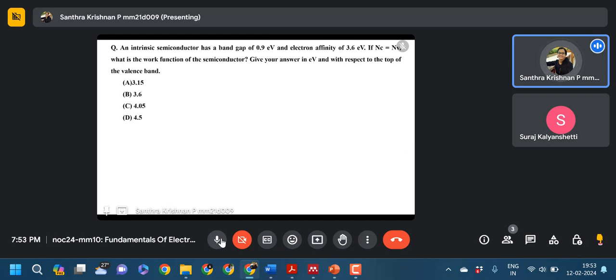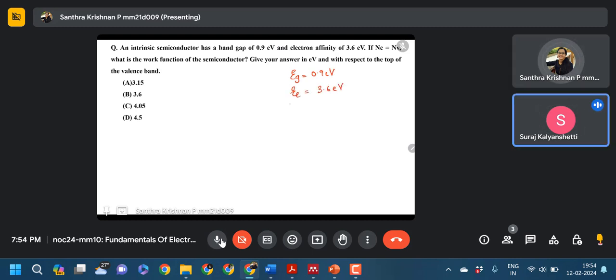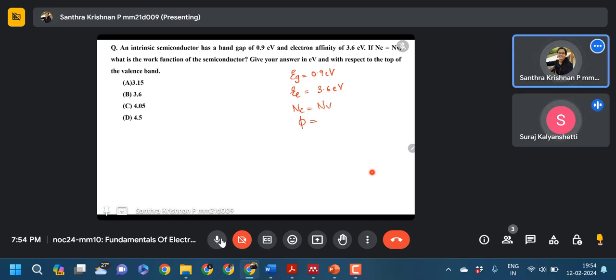So next is an intrinsic semiconductor. It has a band gap Eg given to you as 4.9 electron volt. Electron affinity is 3.6 electron volt. Then Nc is equal to Nv. You have to find out phi, or work function. Work function is Fermi level to vacuum level. So you can now draw a picture based on what is given, and you will be able to get it. Let me try.